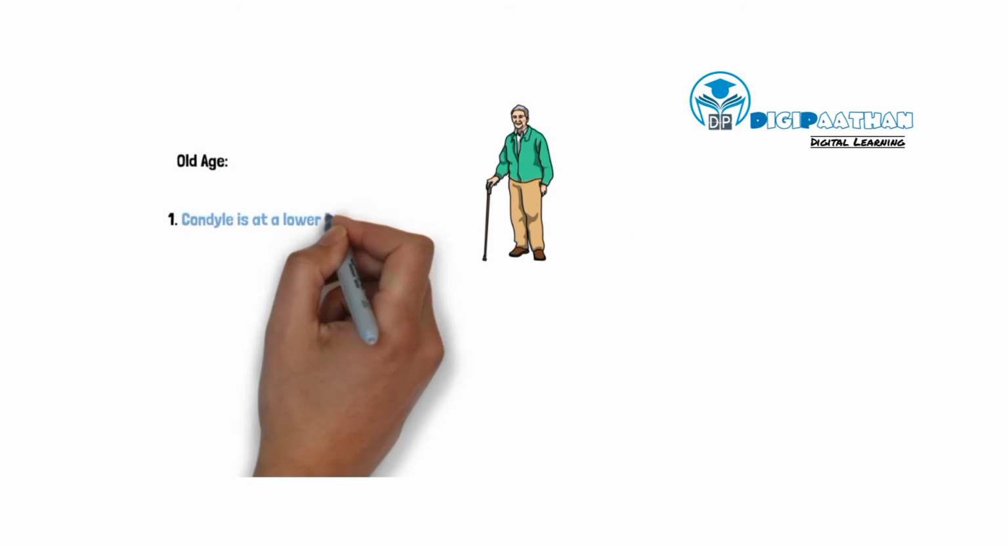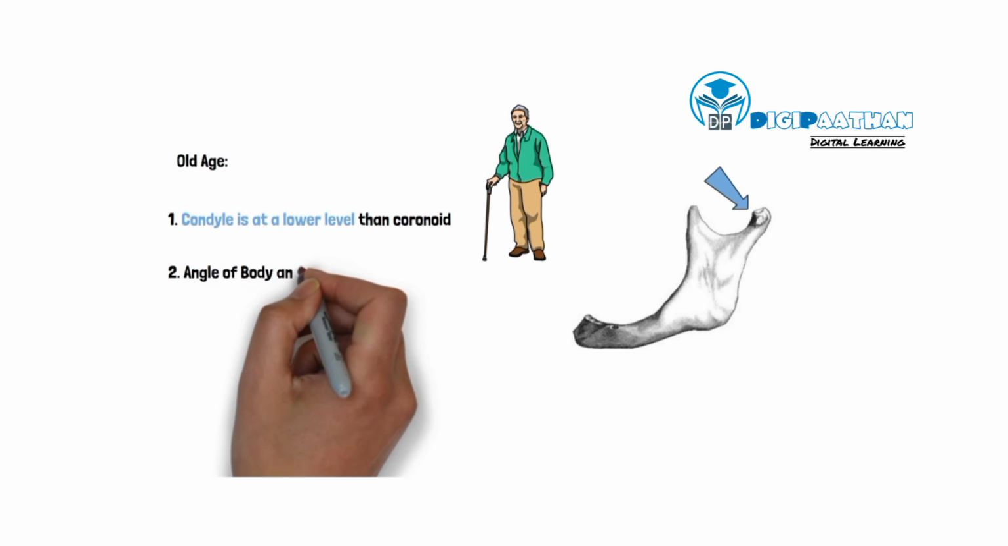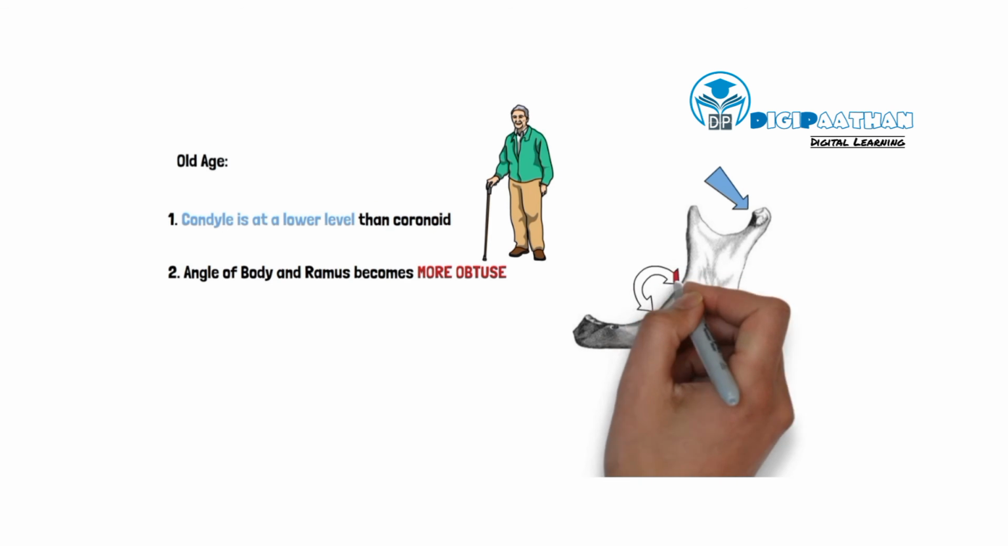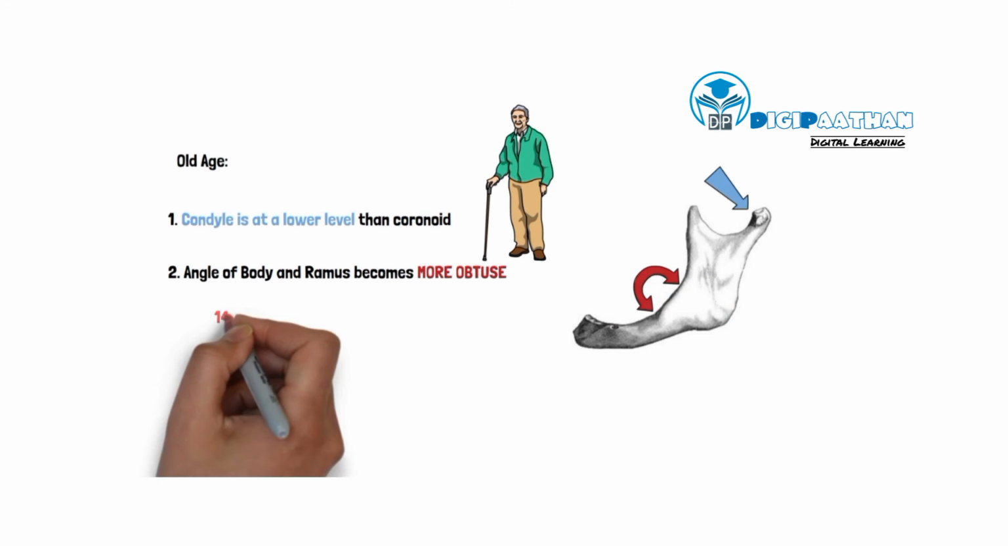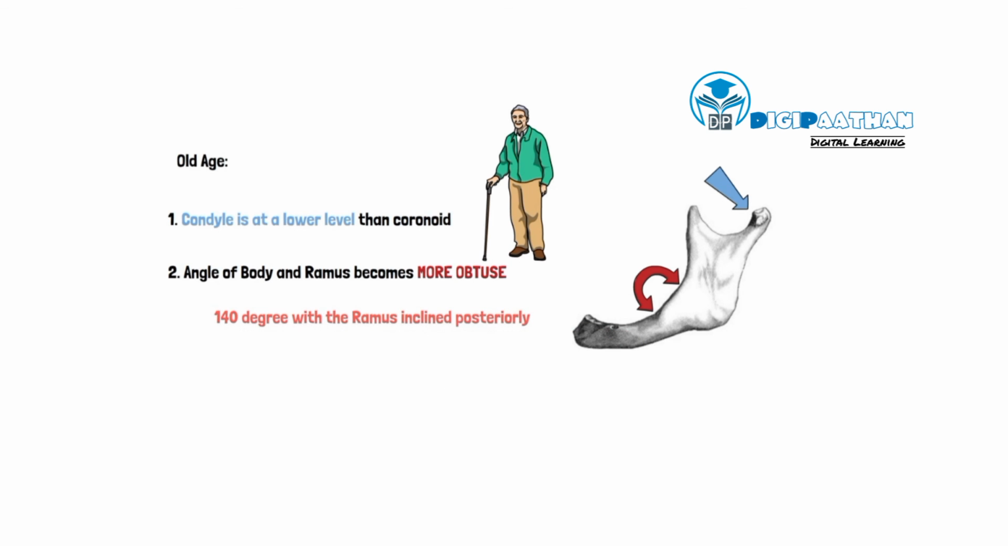Now when we get old, the condyle is at a lower level than the coronoid. The angle of the body and the ramus becomes even more obtuse. It is around 140 degrees and the ramus is inclined posteriorly.